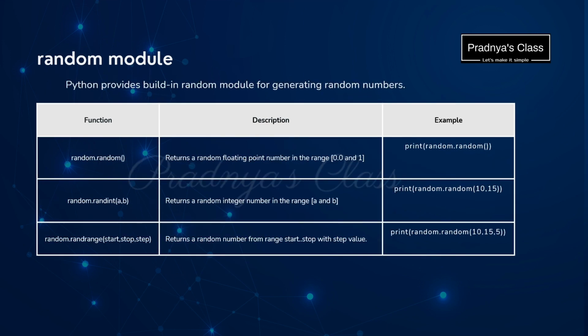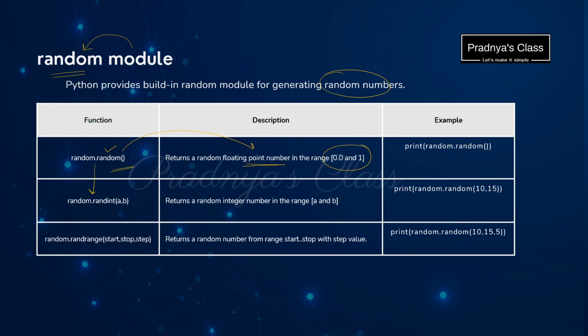Now moving ahead to the important module, that is random module. It is used to generate random numbers. Based on this topic, you will be getting questions where you need to guess the output of the given code. For that, you should know these functions. The first function is random. Random function generates floating point number in the range 0.0 to 1.